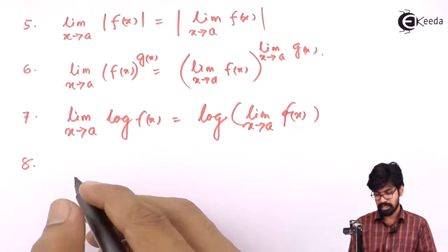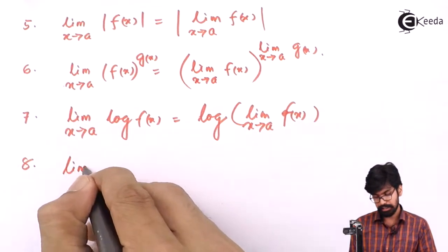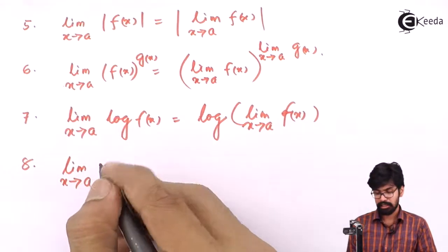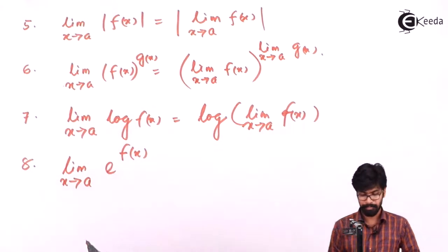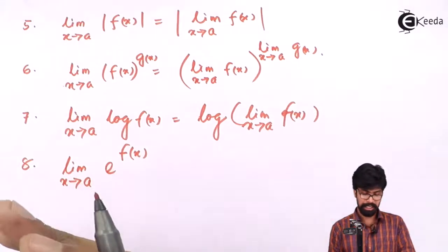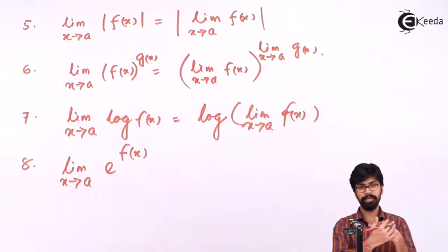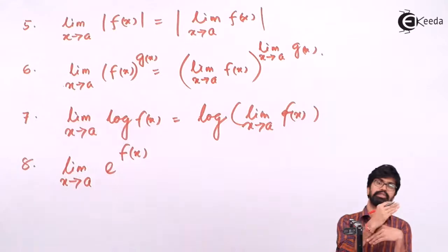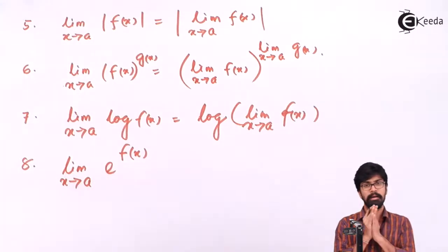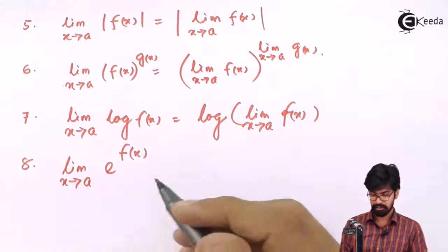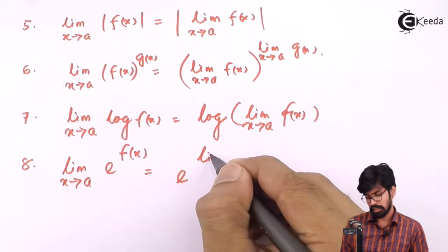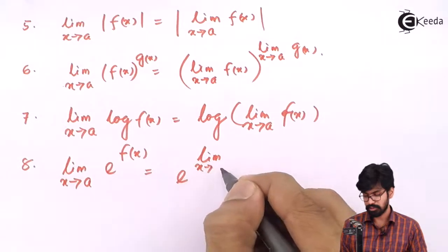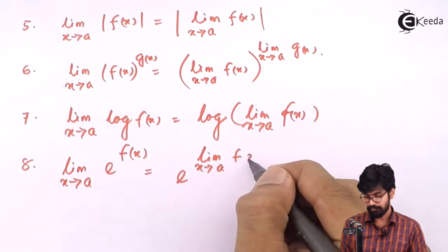The eighth one says that limit as x approaches a of e raised to f of x will be equal to e raised to limit as x approaches a of f of x.